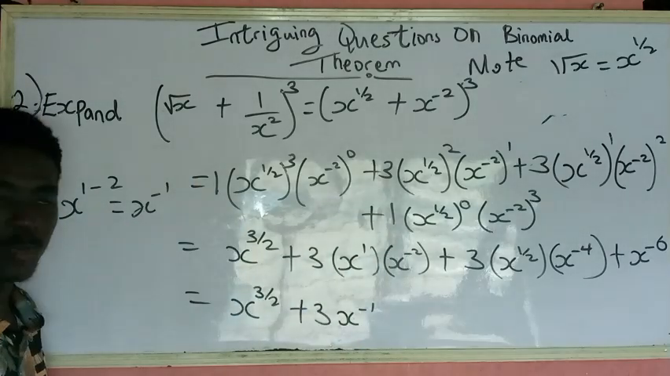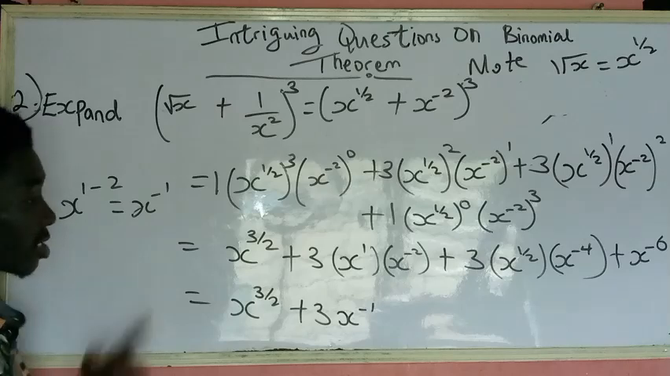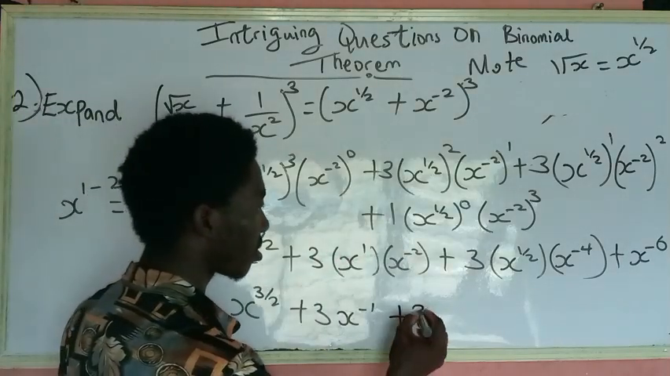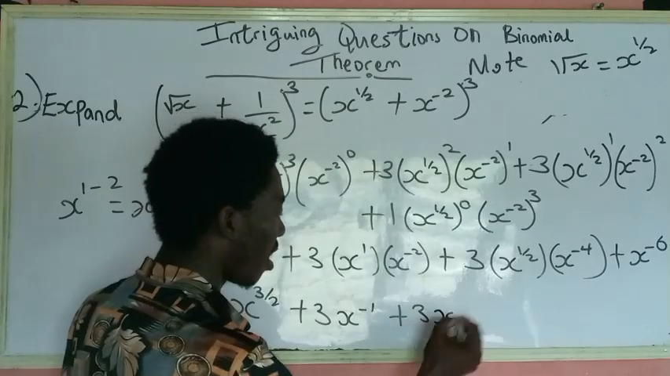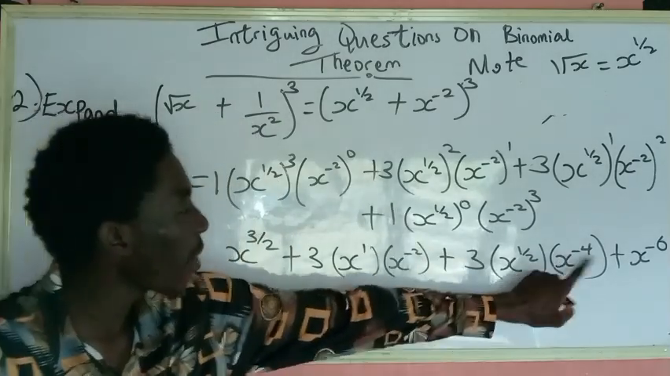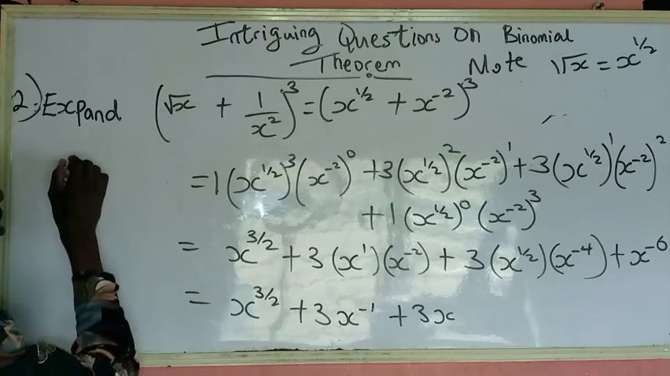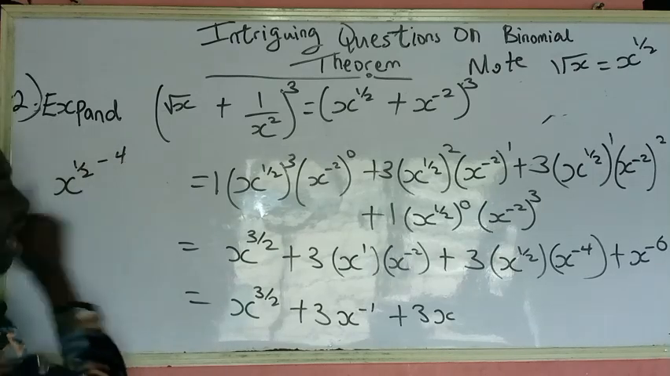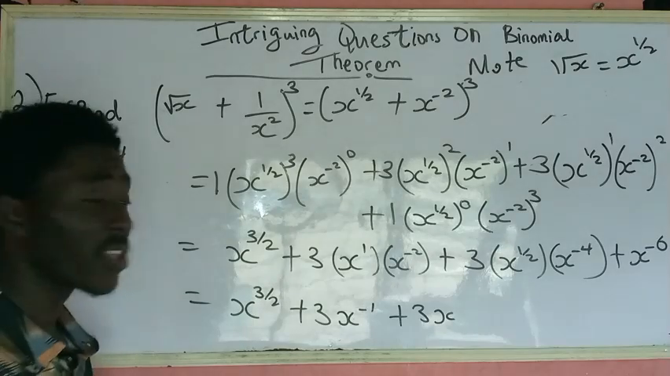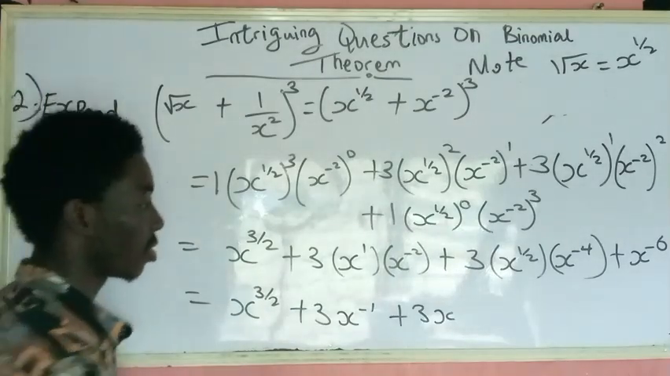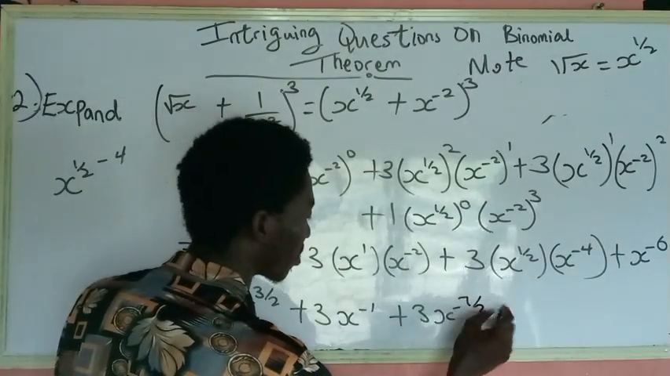Then you use the law of exponents. You have what? x, that is 1 minus 2. That is minus 1. Next one you have 3. Here you have x. Here will be half minus 4. Half minus 4 is what? Half minus 4 is minus 3 and half, and that is what? Minus 7 over 2. So that is minus 7 over 2.